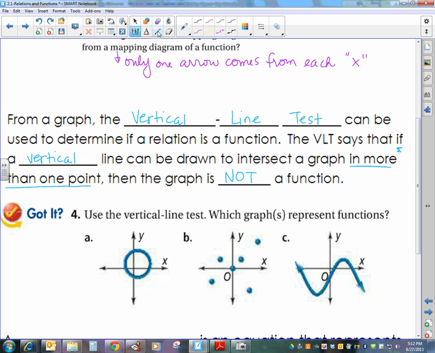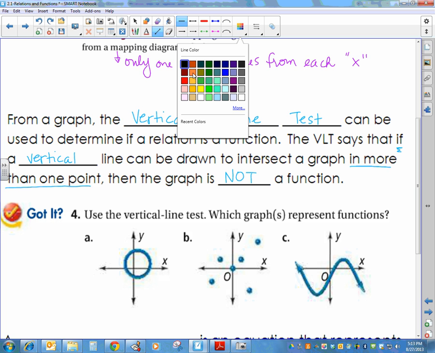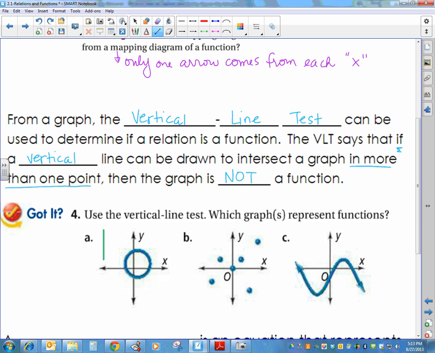So what you can do here, you can take your pencil, or whatever straight edge that you have. Let's go with green. Okay, so I draw a straight line, and I'm going to take that line and move it across. Do I ever touch the graph in more than one spot at the same time? Well, hopefully you can see the answer is yes. I touched the graph here and here. So is this a function? No, not a function.